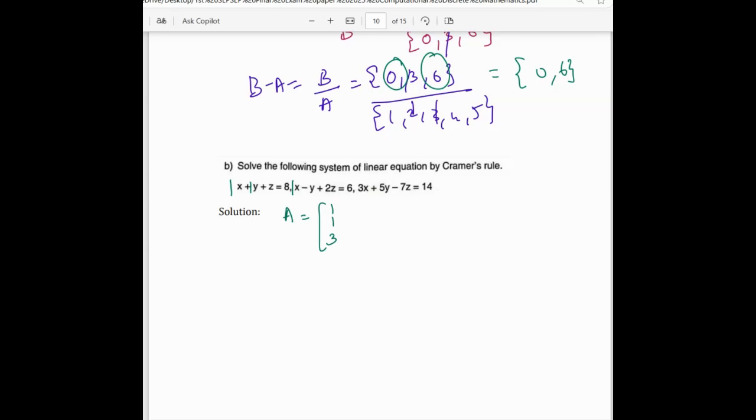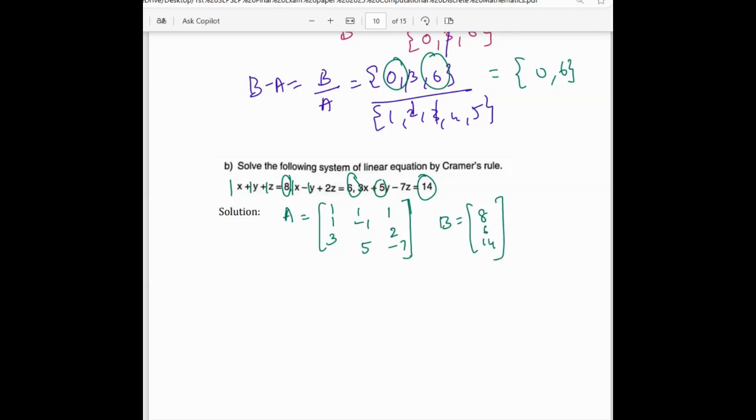Then we have the coefficient of y, that is 1, minus 1, 1, minus 1 and here it is 5, 1, 5. Then z is 1, then here we have 2, and then here we have 7. So it is 1, 1, 2, minus 7. This is your A matrix. Then what is your B? B is the solution part. That is, here we have 8, here we have 6, and here we have 14. So totally 8, 6, and 14.